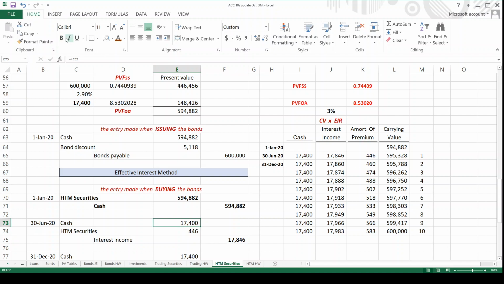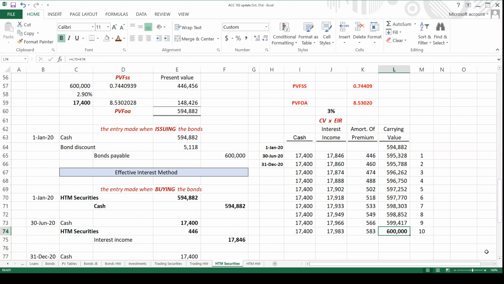Here's our cash. And the difference is going to be a debit to HTM Securities. So we are increasing the asset balance over time. So we want this eventually to hit 600K, which, if we do it correctly, is going to happen. It's a beautiful thing, yeah?